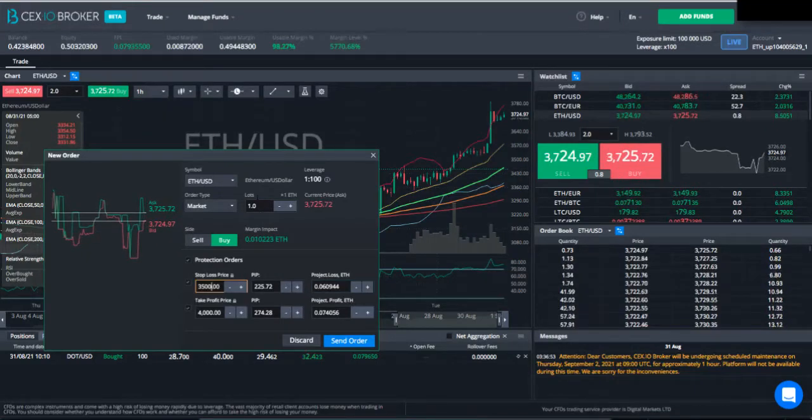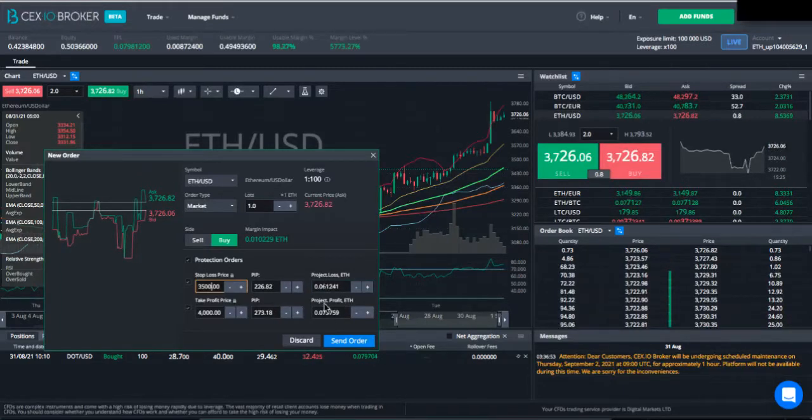So by just adjusting your lot size, hitting the protection orders box, and then typing in a price for your stop loss and your take profit, you can see what your risk to reward ratio is going to be, right? How much would you profit if you hit your take profit target? How much would you lose if you hit your stop loss target? And from there you make that decision.